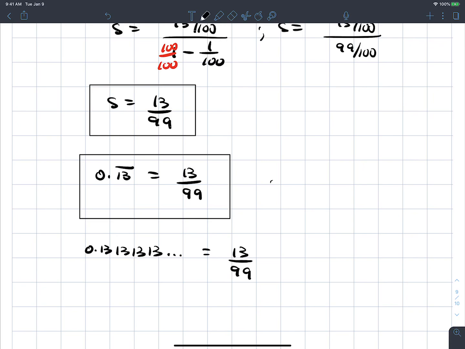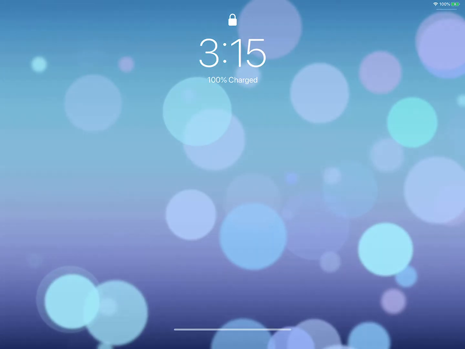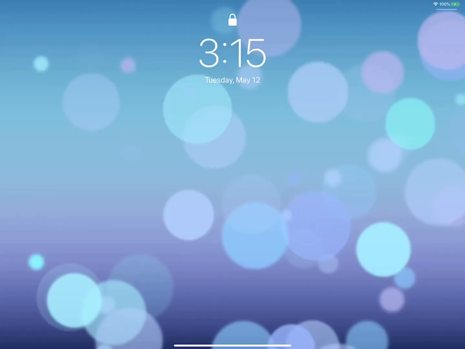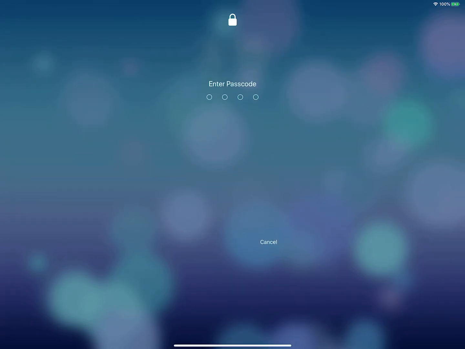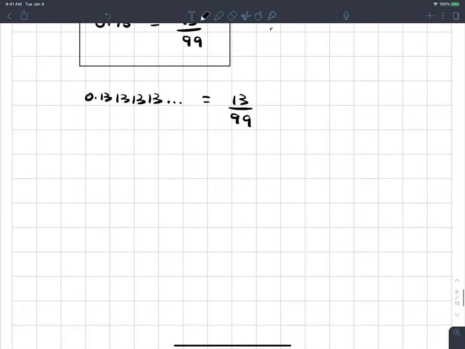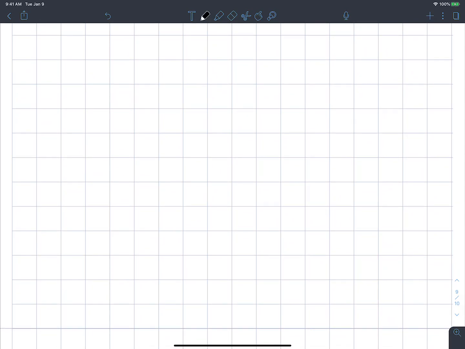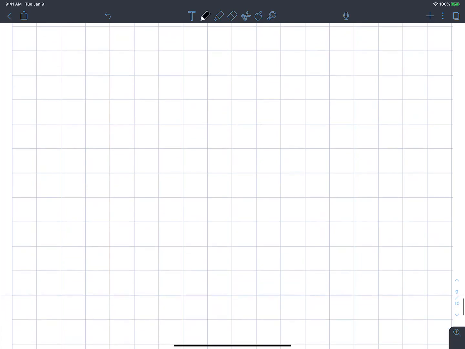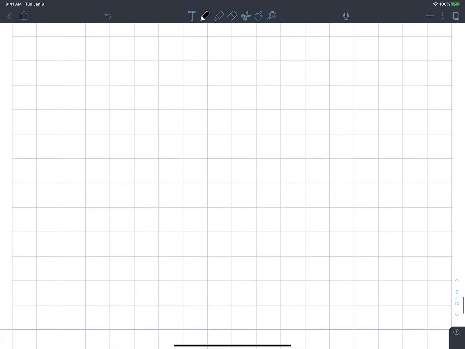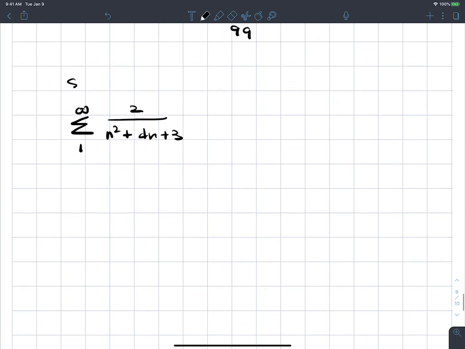Okay, let's transition today a bit. Let's transition with some of these examples. And I'm going to give you guys another example here. We did talk today. So let's get this iPad back. We talked about some telescoping series, and let me give you another example. We have this series. The sum from n is 1 to infinity of 2 over n squared plus 4n plus 3. Now, they're going to tell us to show that this series converges.